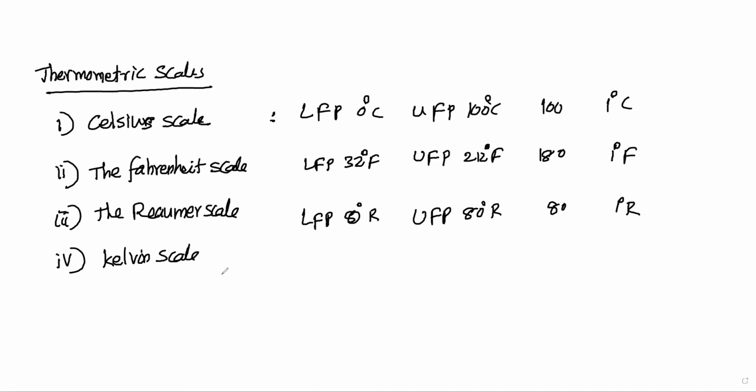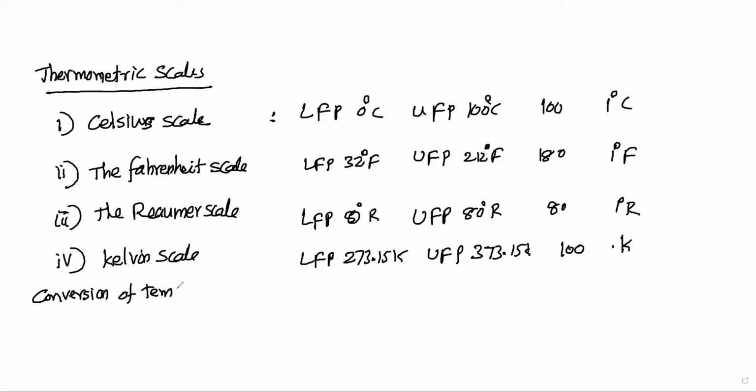Kelvin scale. Kelvin scale, lower fixed point 273.15 Kelvin. Upper fixed point 373.15 Kelvin. Totally 100 equal parts. So each will be 1 Kelvin. Now, conversion of temperatures from one scale to another scale.